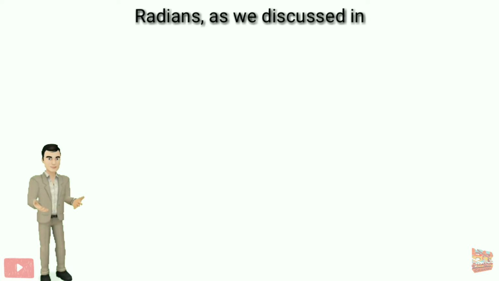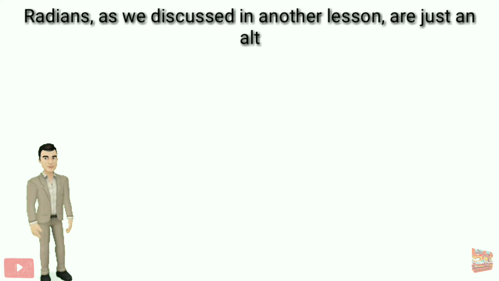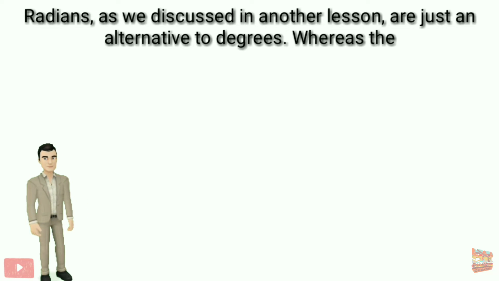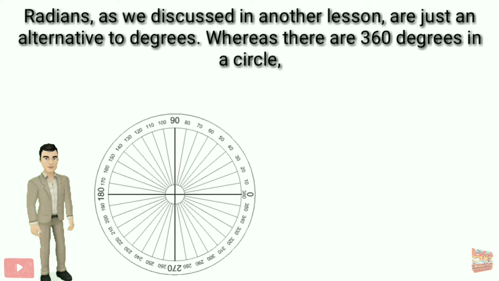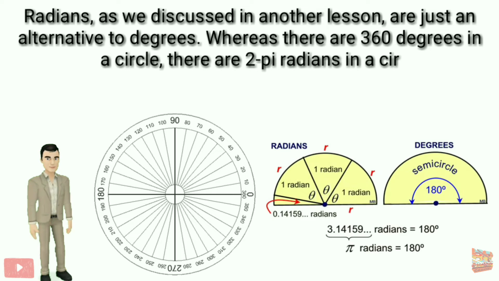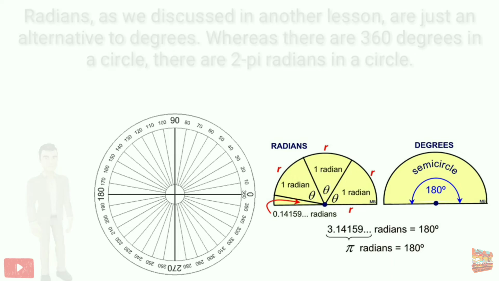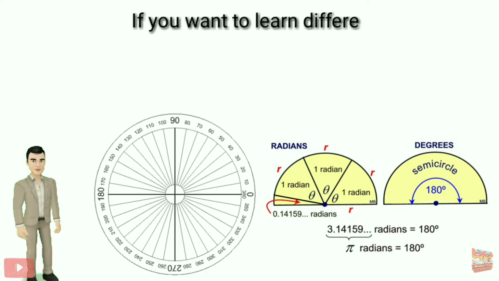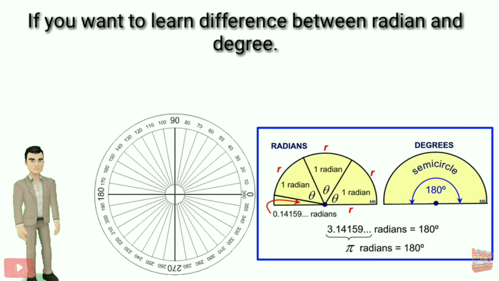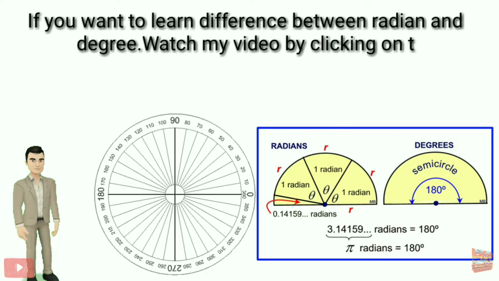Radians, as we discussed in another lesson, are just an alternative to degrees. Whereas there are 360 degrees in a circle, there are 2 pi radians in a circle. If you want to learn the difference between radian and degree, watch my video by clicking on the I button.